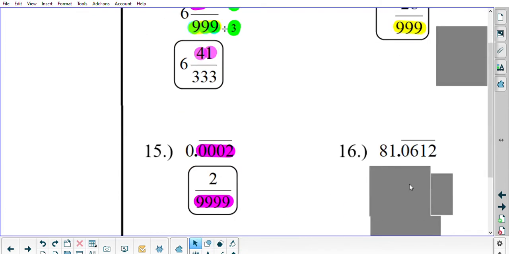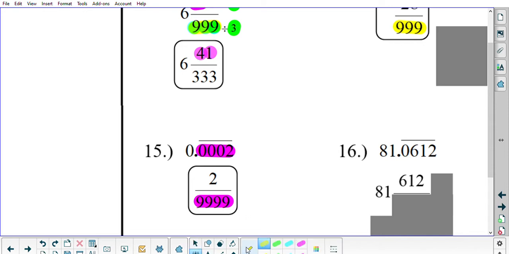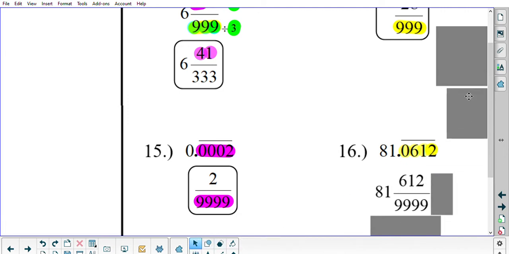Number 16, did you throw the 81 to the left for the mixed number? Now, the numerator, I don't have to write the 0. I hope you guys know 0.612 is the same as just 612. But you do have to count the 0 when you are counting how many digits repeat. 1, 2, 3, 4 digits repeat. And therefore, my denominator should start as 4 nines, 9,999. Both of these numbers are divisible by 3.